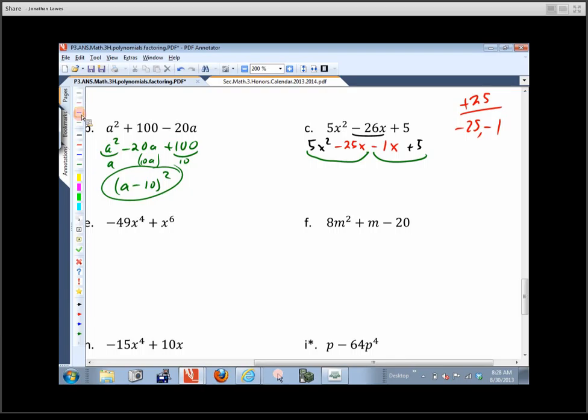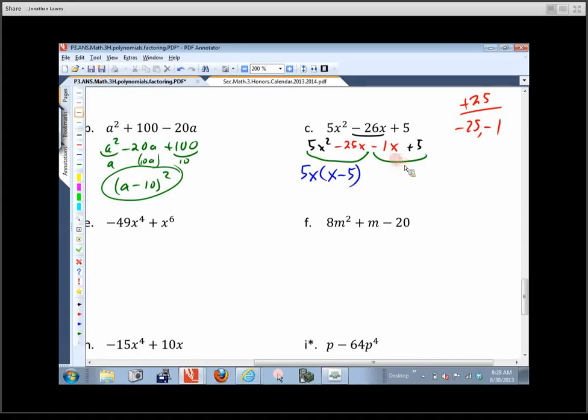All right, so what can I take out of this first group, Callie? 5x. Take out a 5x. Now let's think about this. If I take out a 5x, I took out the 5 and I took out one of the x's. Logan, what's left? X minus 5. Very good. Okay. I took out the x and I took a 5 out of 25. That leaves a 5. And notice I took out a positive, so it doesn't change the sign of either one of those. Any questions?